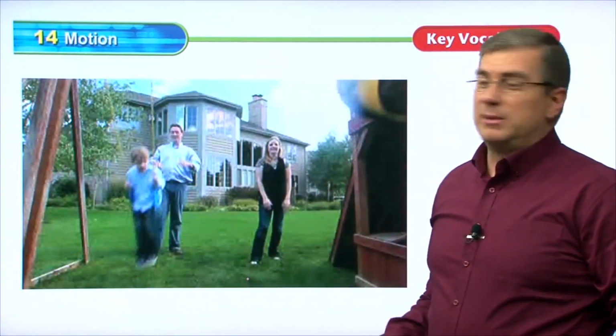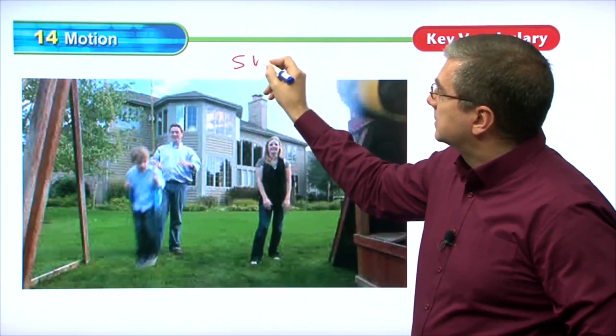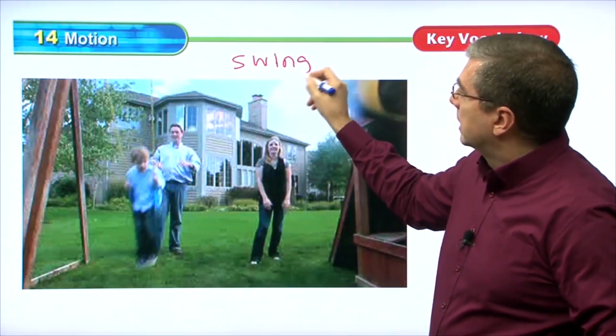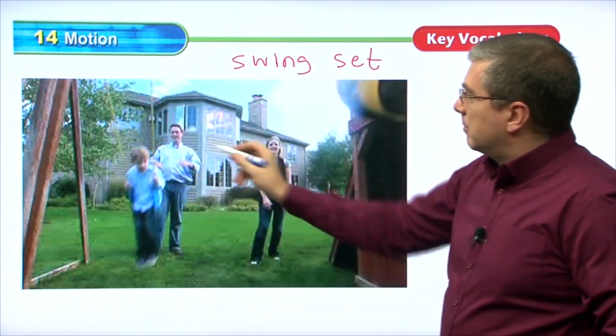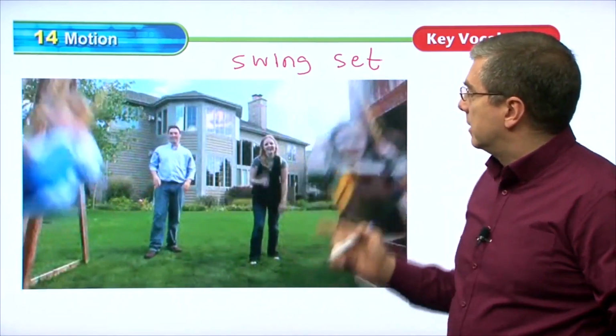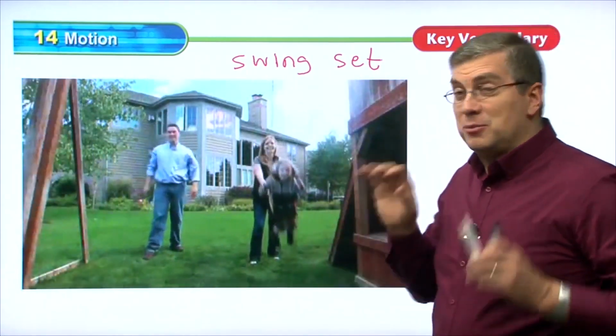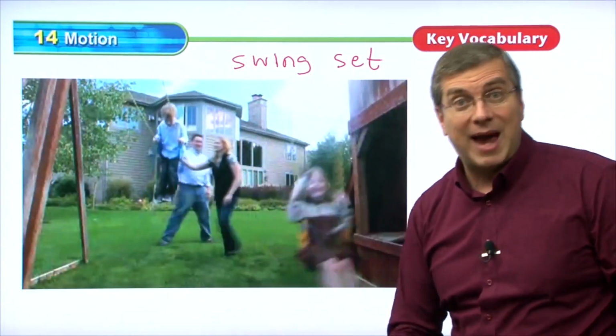Now, this is a very common scene, right? You have a swing set. This is a swing set, right? This boy is on a swing. Mom and dad are doing what? They are pushing their children away. Pushing them away. Of course, gravity is the force that pulls them back down.